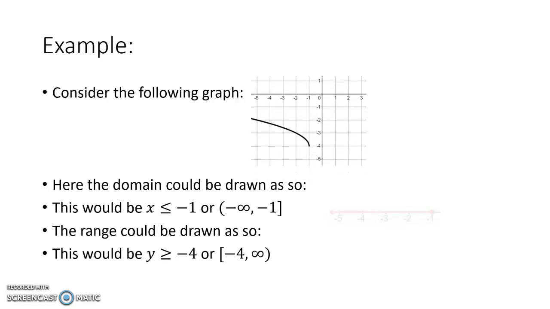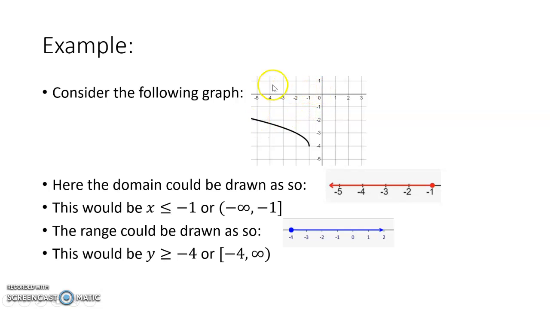One more example, and it looks like the animations aren't quite working correctly. So let's just put everything on the screen. Okay, so consider the following graph. We have it kind of backwards here. The domain could be drawn. Now this one's going backwards because it looks like it's going to the left, and there's no arrows on it, but you would assume it just continues going like this, but it stops at -1.